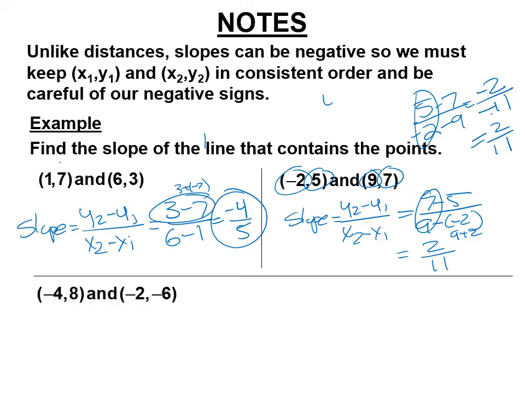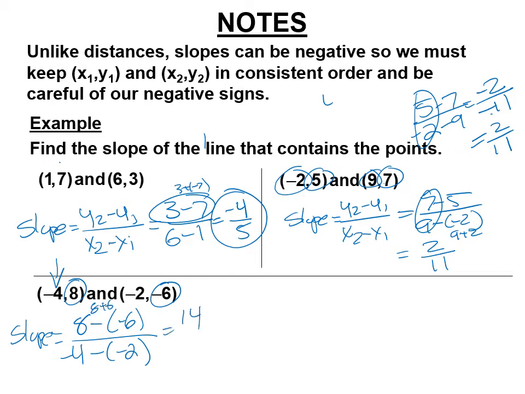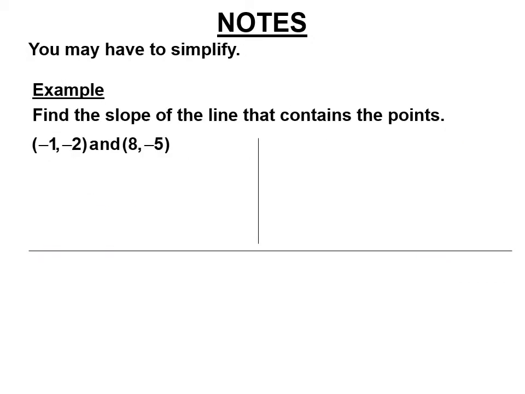All right, so say I'm subtracting my y's for the rise, 8 minus negative 6 on the top, then I must start with negative 4 minus negative 2 on the bottom. 8 minus negative 6, same as 8 plus 6, 14. Negative 4 minus negative 2, same as negative 4 plus 2, negative 2. 14 over negative 2 simplifies to negative 7, right? We don't leave it as negative 7 over 1. All right, so on this screen, you're going to have to simplify your fraction.